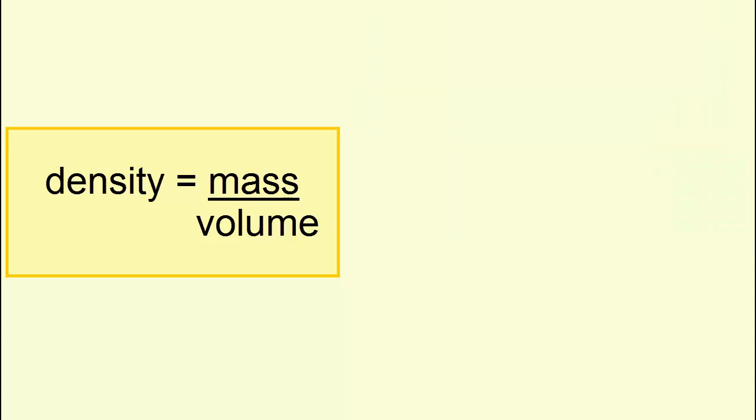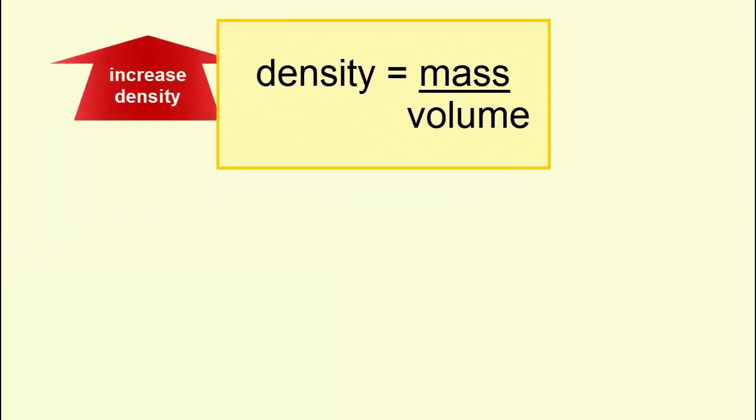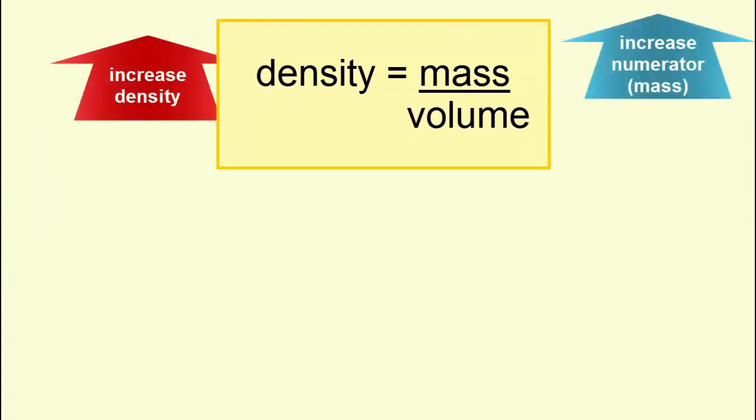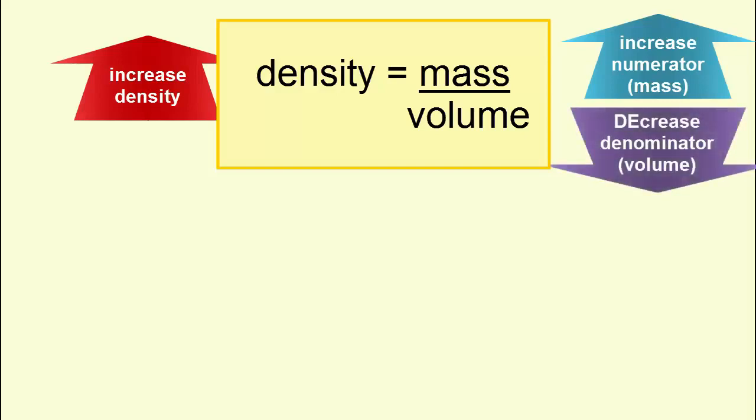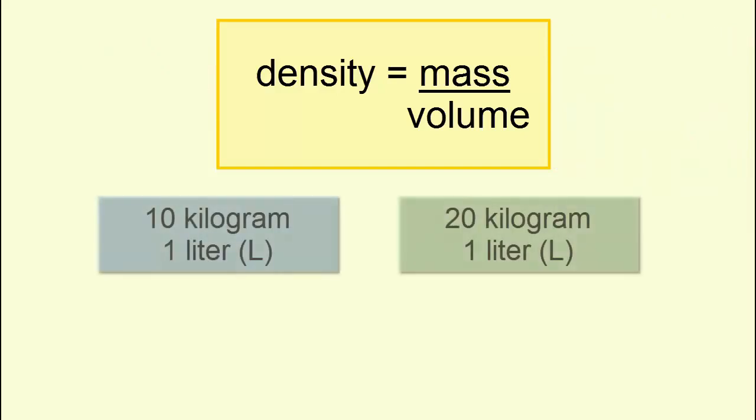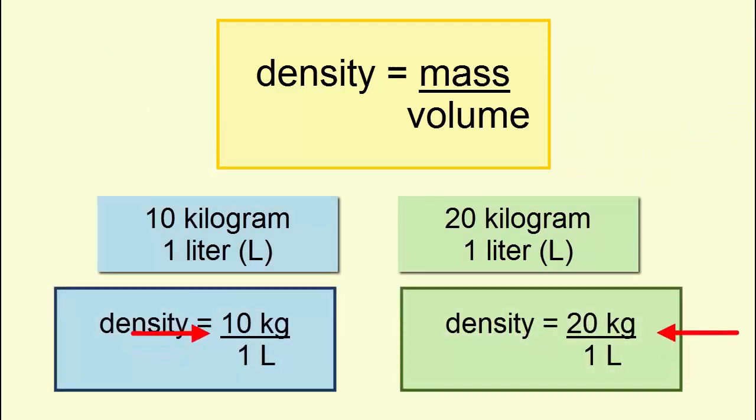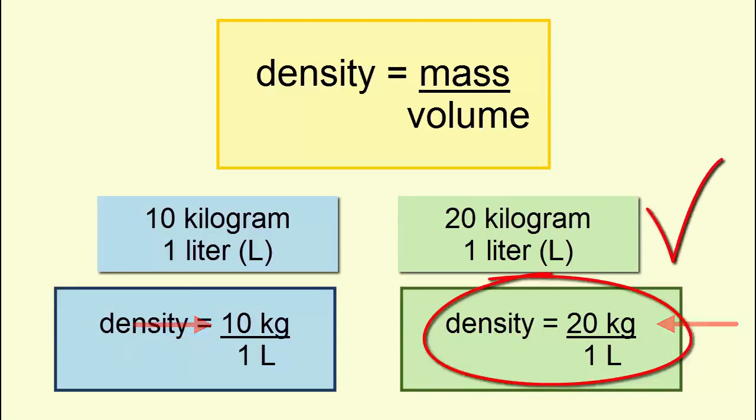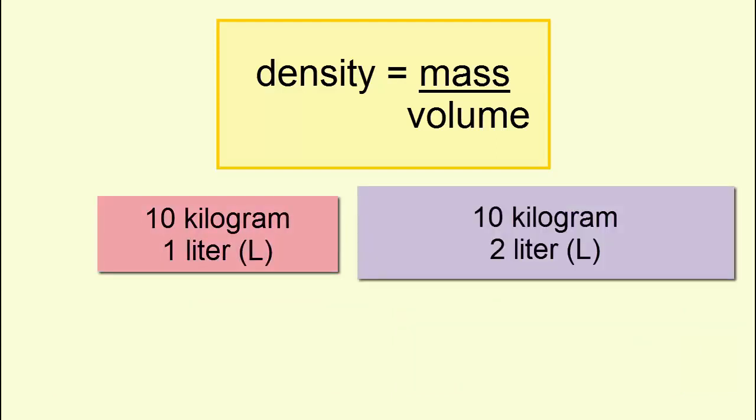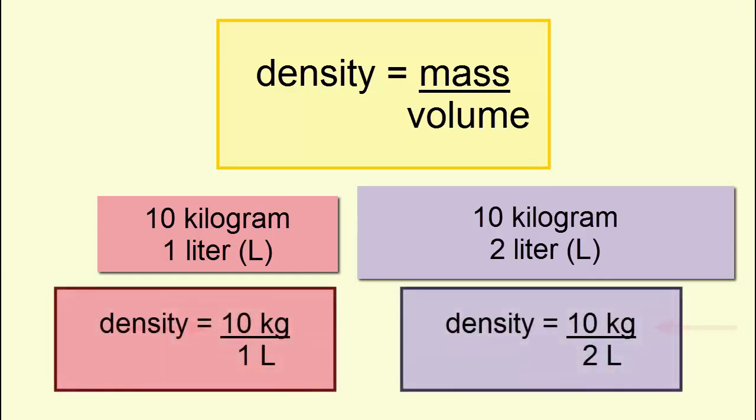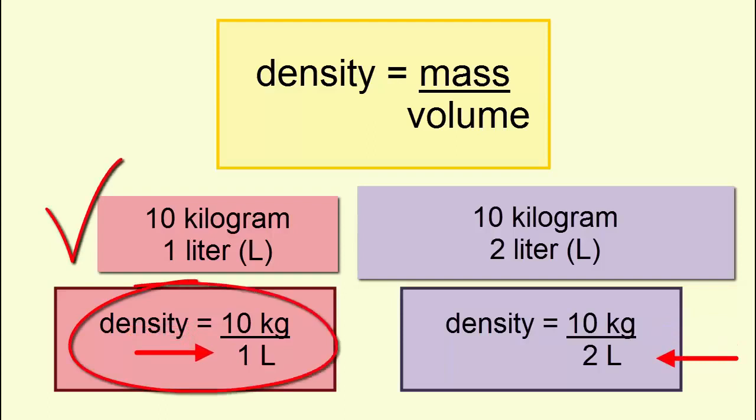And we know that to make a fraction bigger, increase density, we increase its numerator, mass, or decrease its denominator, volume. Imagine two objects of the same volume, but with different masses, same denominator, different numerators. Which object is denser? The object with the greater mass, numerator, is the denser one. Now imagine two objects of the same mass, but different volumes. Same numerator, different denominators. Which is denser? The object with the smaller volume, denominator, is the denser one.